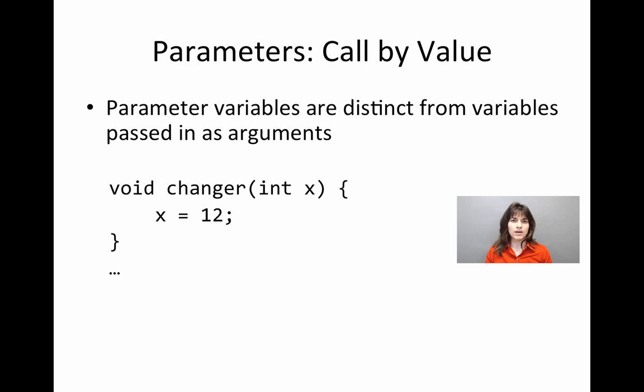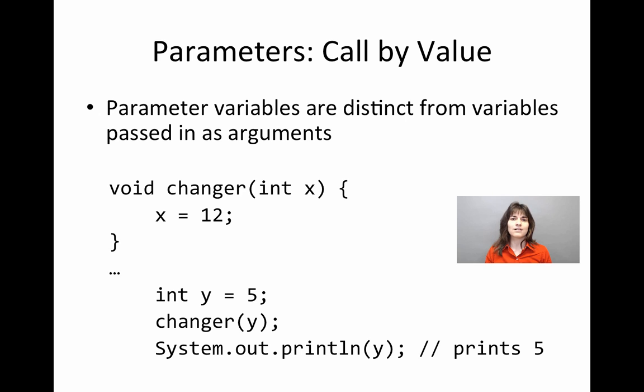Now, how do we call this method? Suppose these are the lines where the method invocation happens. We have a variable y with a particular value, and then we pass to changer the value of variable y. So we made the method invocation by providing y as argument. Remember, this is a call by value. When the method invocation happens, what will the result be? The variable x will be assigned the value of variable y. y has the value 5, so x will be assigned the value 5 as well.